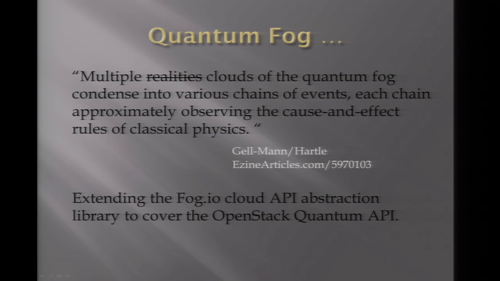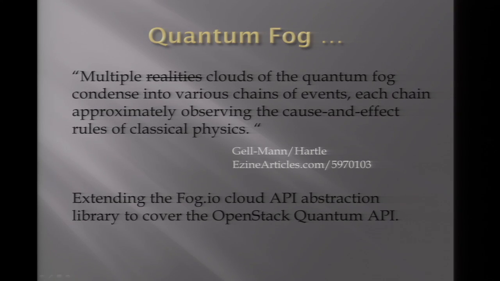Quantum fog is a physics term, and it's a conglomeration of quantum, OpenStack Quantum, which is our network abstraction and APIs, and fog, which is an abstraction layer for programming against multiple clouds. We will talk about what those things are. This is the physics definition of quantum fog. And more simply, fog.io, which is the project, is an abstraction layer. And we'll talk about some of the use cases. How many people are familiar with fog? So I have to know whether I define this or not.